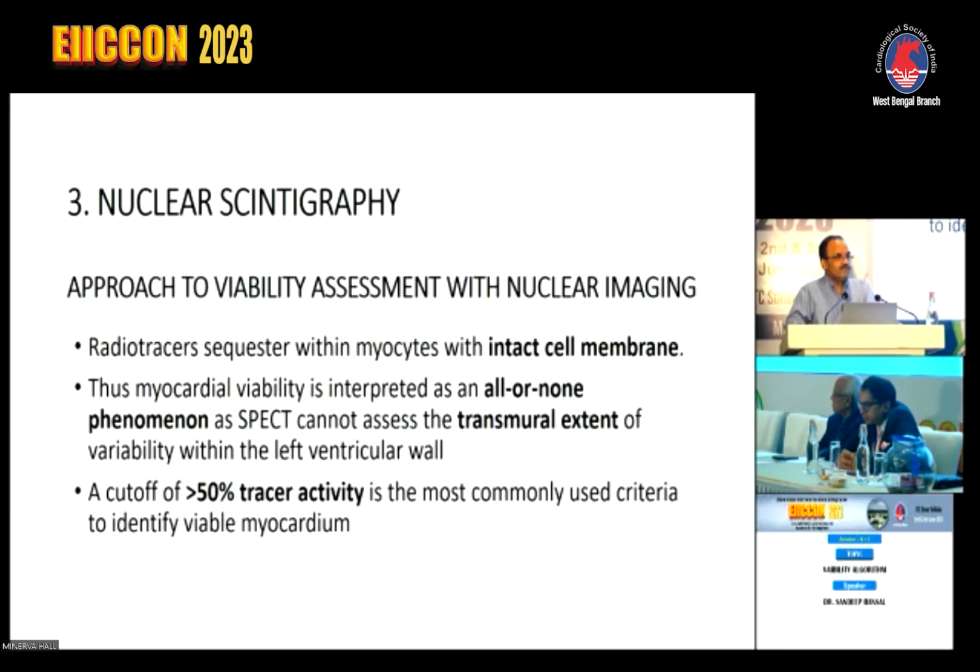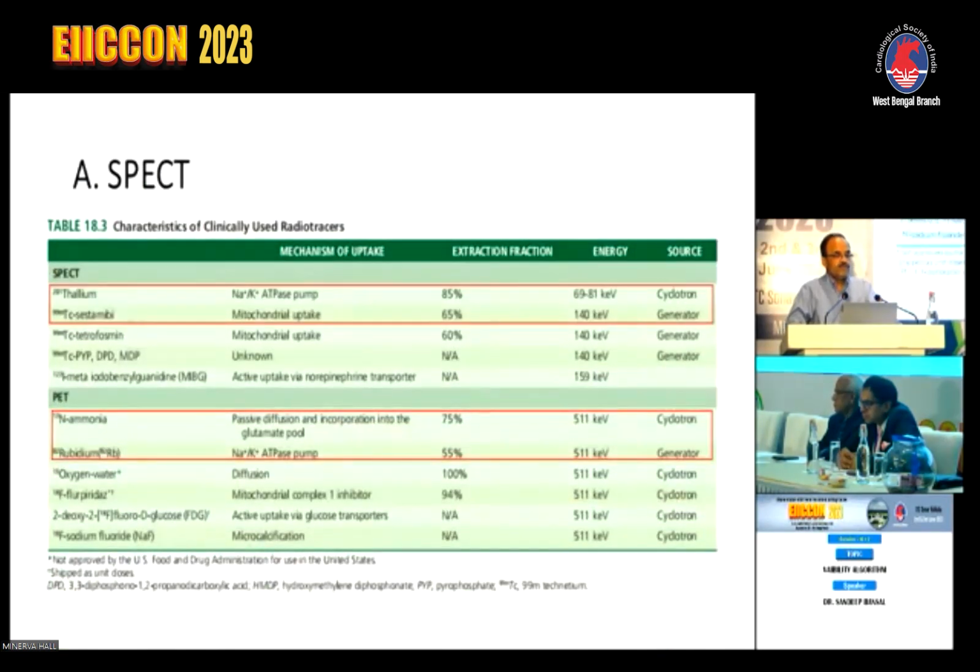And as I said, if there is a 50% increase in the tracer activity or more, then this is the most important criterion to be used in SPECT imaging. On the top are the agents which are used for SPECT imaging, which is mainly thallium or sestamibi. And for PET scan, we have perfusion imaging, for which people use ammonia or rubidium, and we have the metabolic imaging, for which we use fluorinated deoxyglucose.